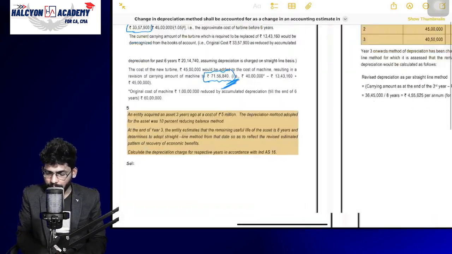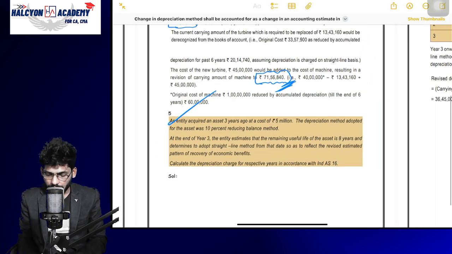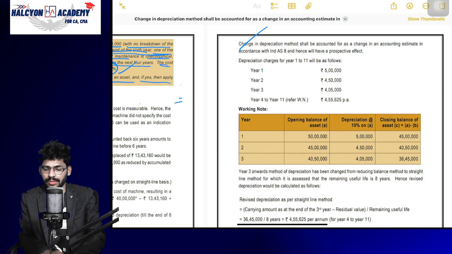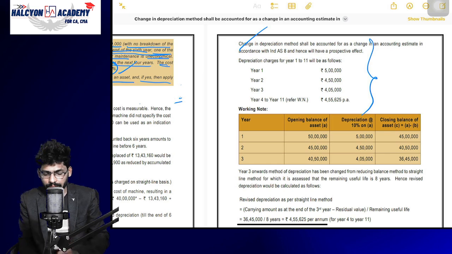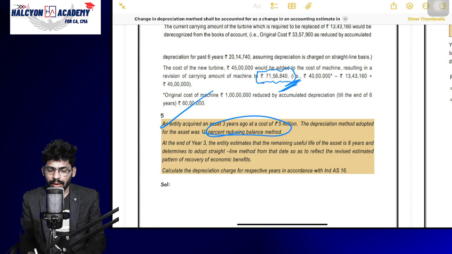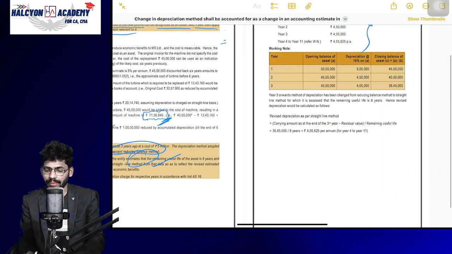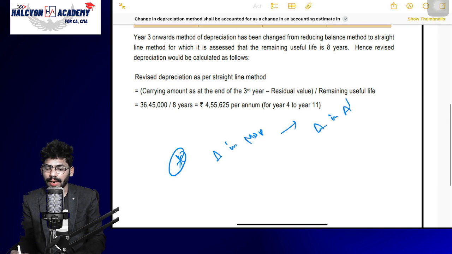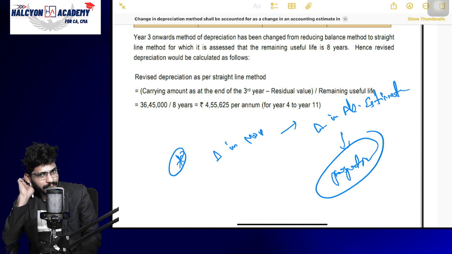Coming to question number 5, I think it is not required to discuss the concept, which is covered in my classroom. This is the basic change in method of depreciation. Initially, depreciation was calculated as per which method? Reducing balance method, and then from the third year they are changing from WDV method to straight line method. So it is a simple calculation. Change in method of depreciation is a change in accounting estimate. Correct or not? Which has a prospective effect or retrospective effect? Prospective effect from the date of change.